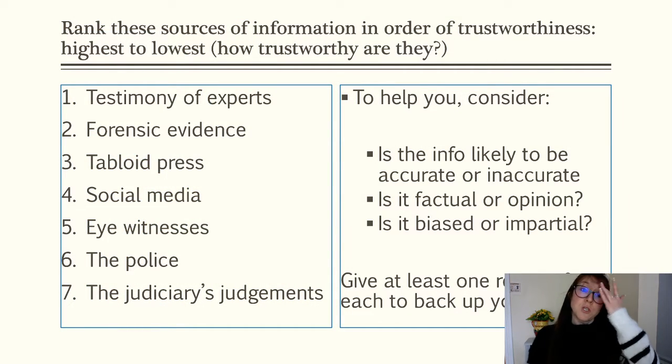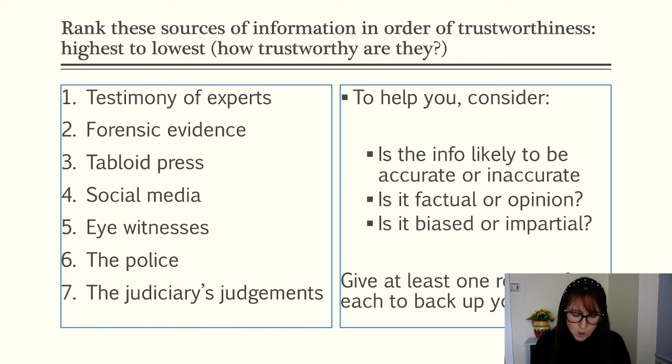The first thing I got my students to do was to rank these sources of information, these sources that we are going to happen to be looking at, in order of trustworthiness, from highest to lowest. So how trustworthy are they when coming to make a decision about whether somebody is guilty or not? And to help them consider, I got them to think about, is the information likely to be accurate or inaccurate? Is it factual or opinion? Is it biased or impartial? Biased meaning being your own personal views, or impartial meaning you remove your views from it. So one being the highest for trustworthiness, and seven being the lowest for trustworthiness.